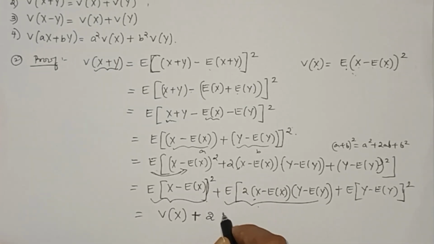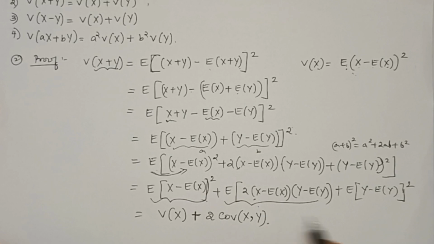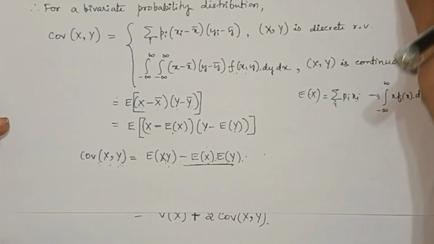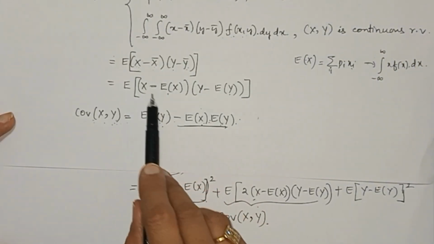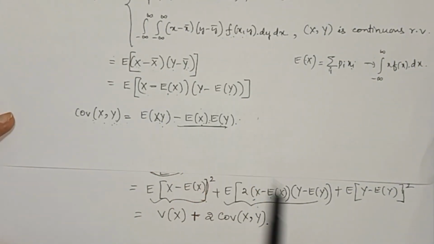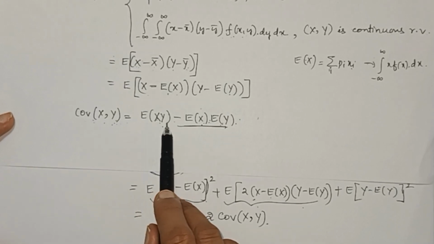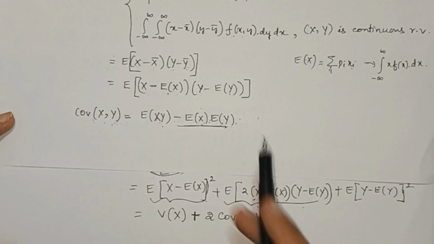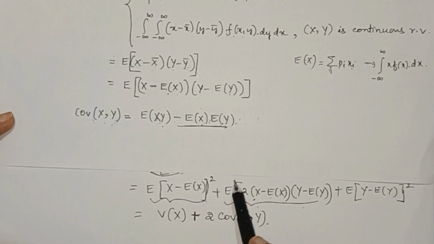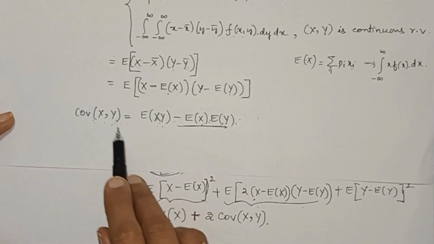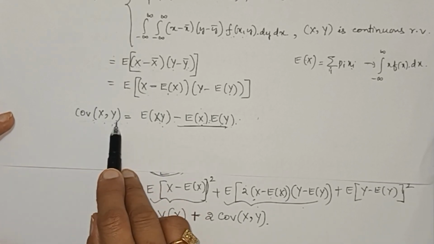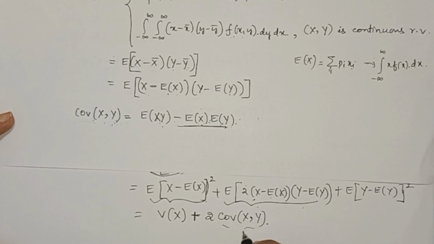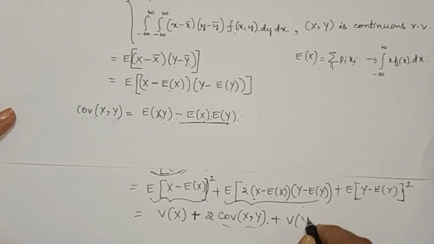Plus, see what this term is? This is 2 times covariance of x comma y, which we got from the previous formula. Here I got E of (x minus E of x) into (y minus E of y). Finally, it is E of xy minus E of x into E of y, which is nothing but covariance of x comma y. Now in the beginning it is given that x and y are independent variables. In the case of independent variables, covariance becomes 0. Therefore, this term vanishes. Plus, this is the definition of V of y.